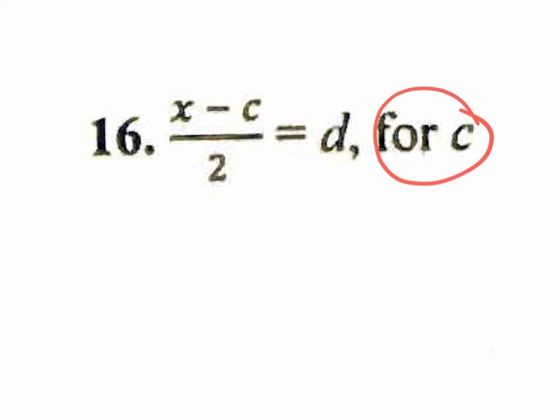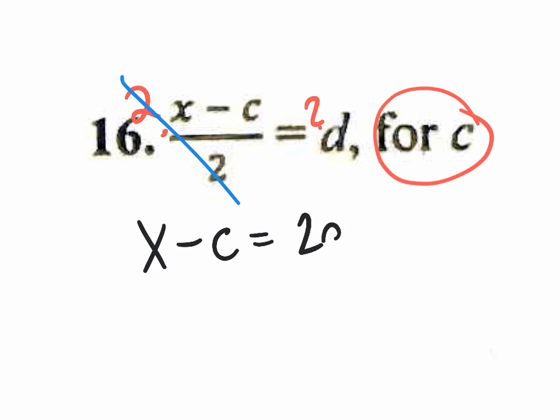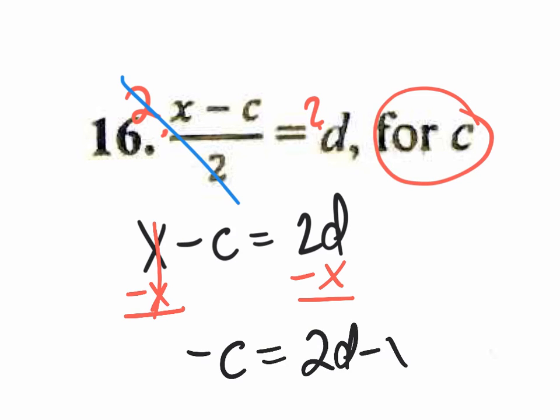The 2. I need to get rid of that divided by 2. So how do we get rid of a division of 2? Times 2. So put a times 2 right there. That will cancel out. X minus c equals 2d. Yes, because what you do to one side, you do to the other side. And then you're just going to do minus x. Since we're trying to get the c by itself, let's get rid of that x by subtracting x. Let's rewrite negative c equals 2d minus x.